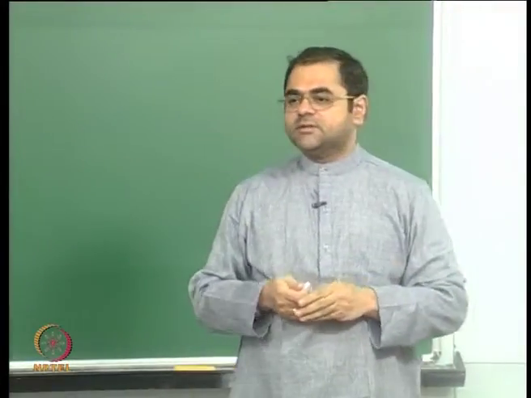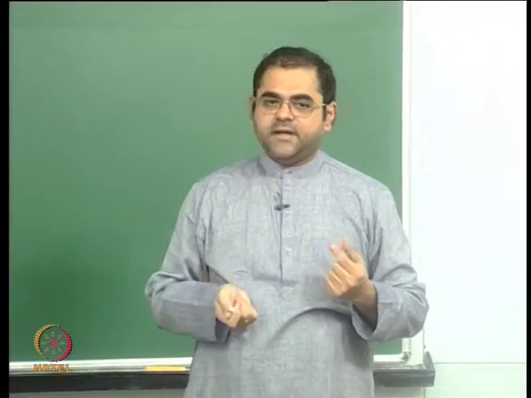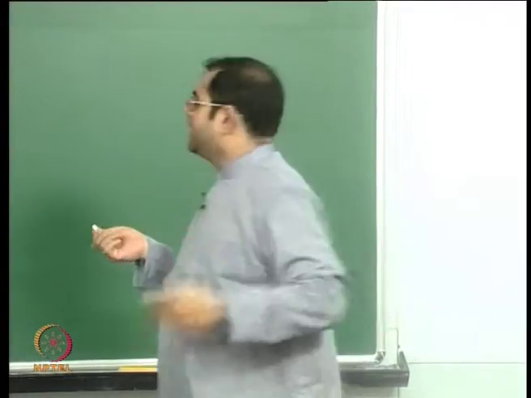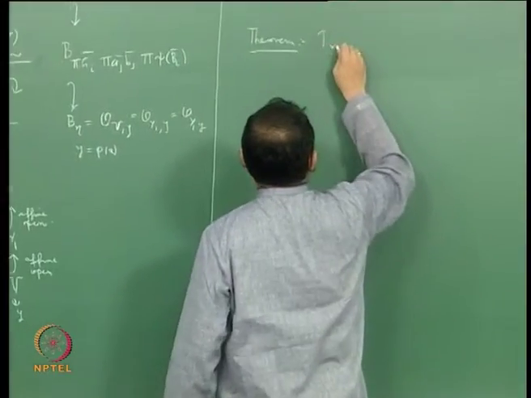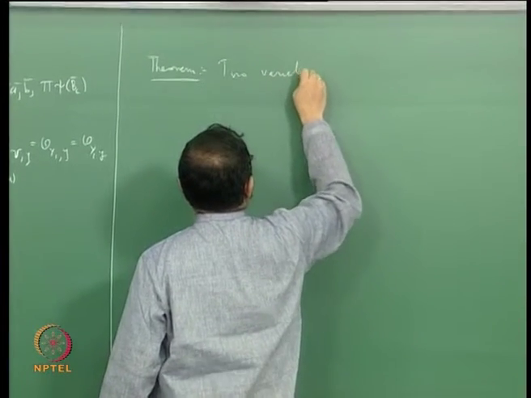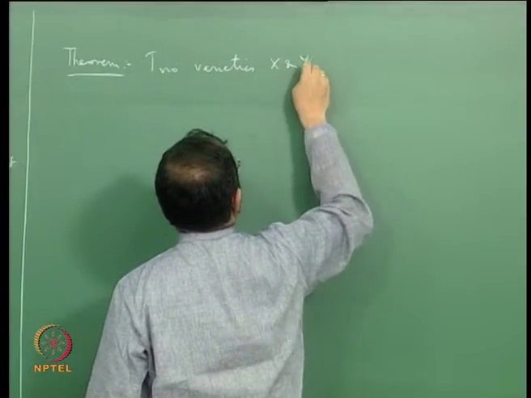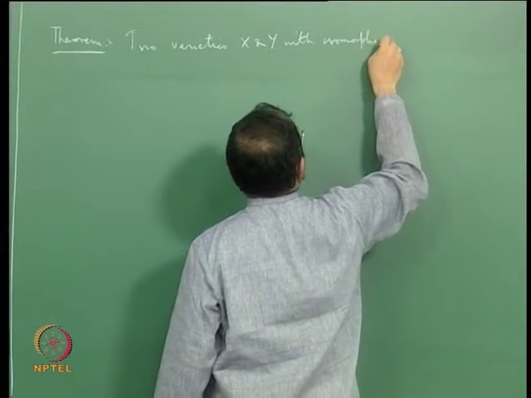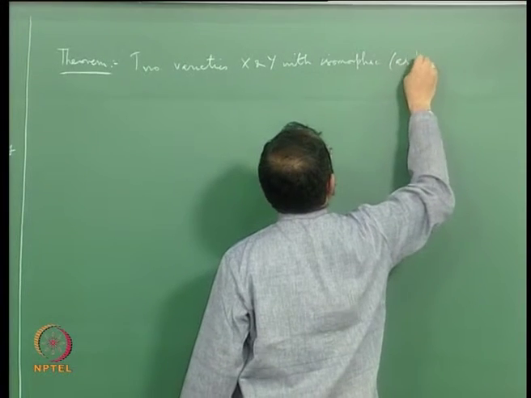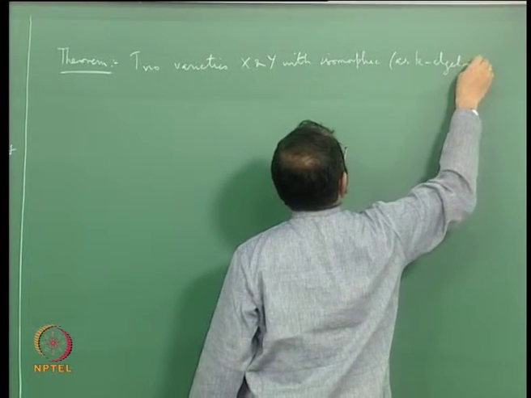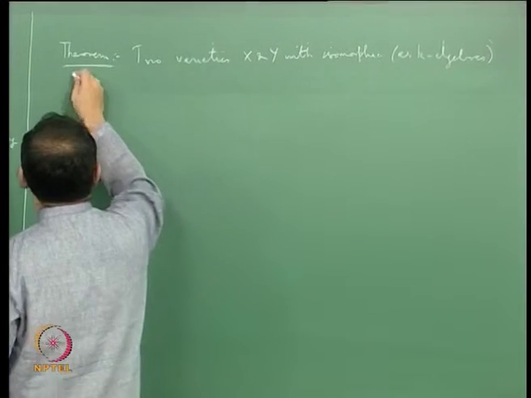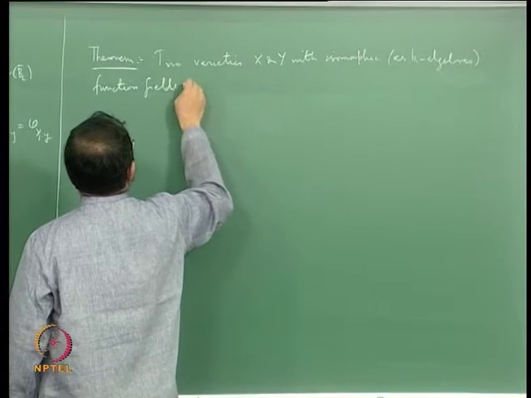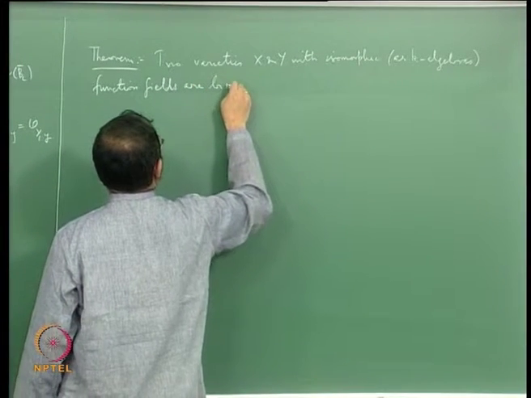If two varieties, so this tells you about the importance of function fields. If two varieties have isomorphic function fields, then they are birational, and conversely. Two varieties x and y with isomorphic function fields, as K algebras, are birational.